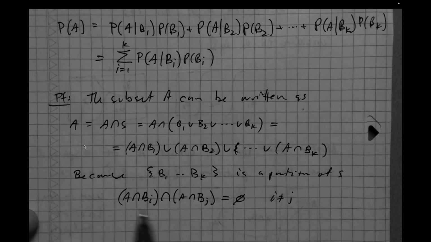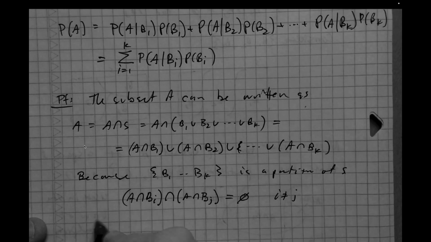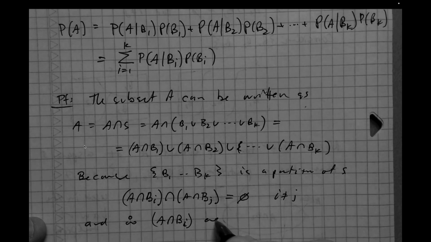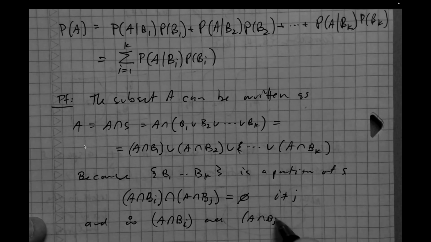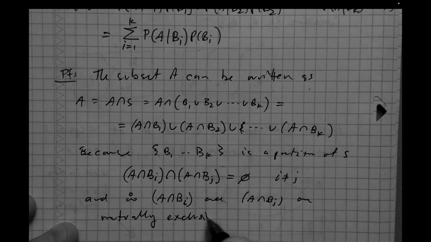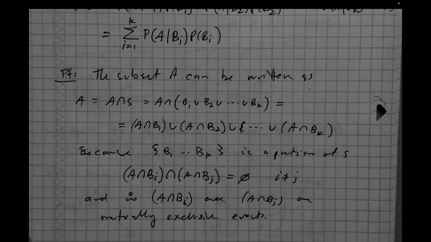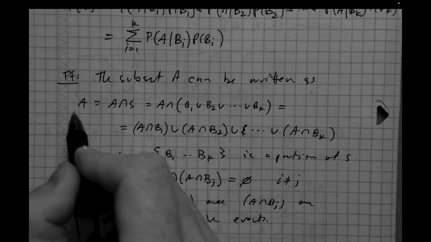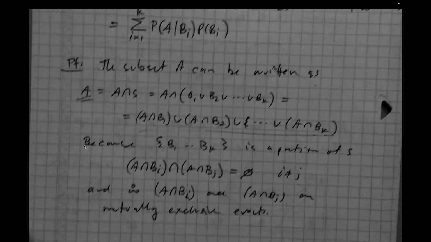Okay, so the intersections are all empty, and therefore A and Bi and A and Bj are mutually exclusive events. Okay, so that's great. So now what we can do is come back up to this piece here and figure out what the probability is of this.